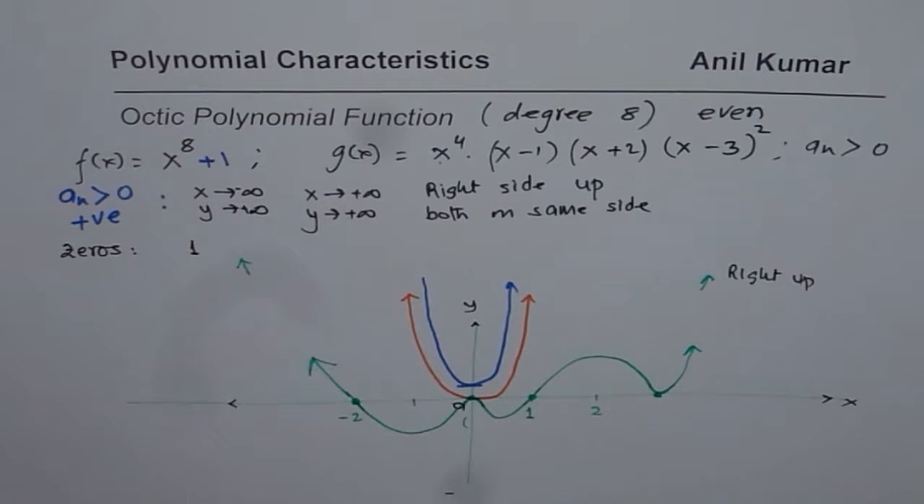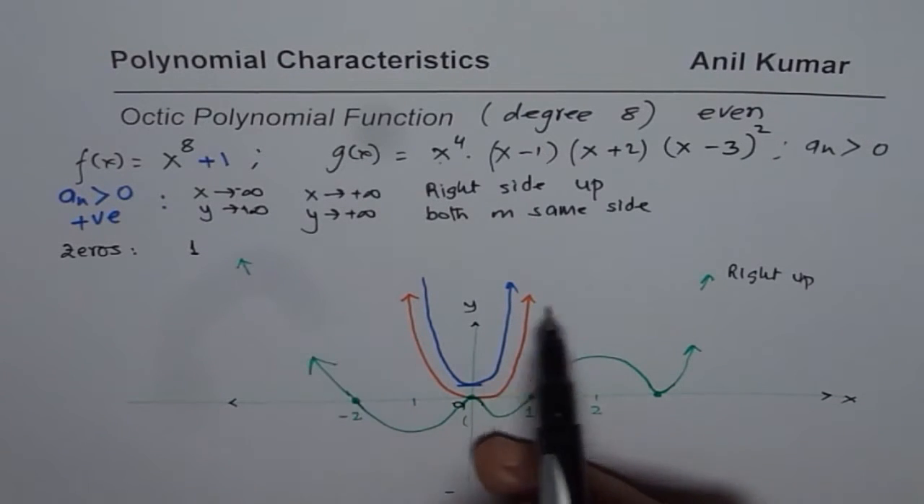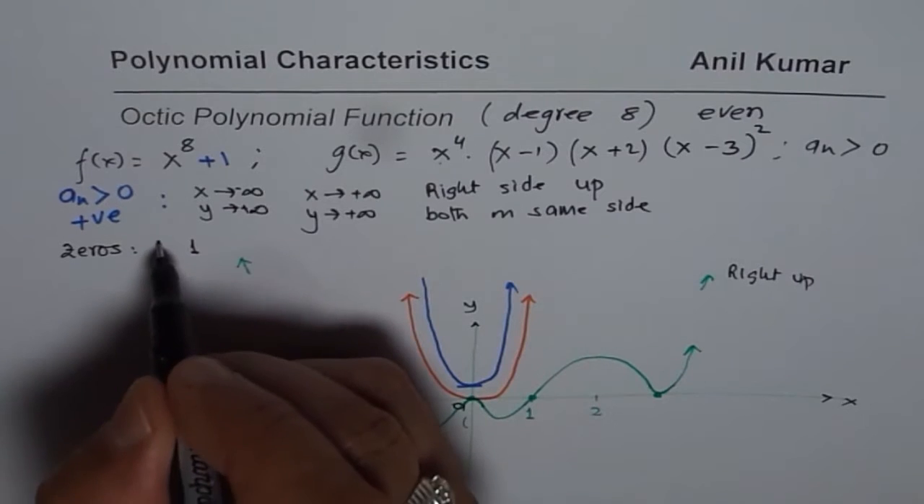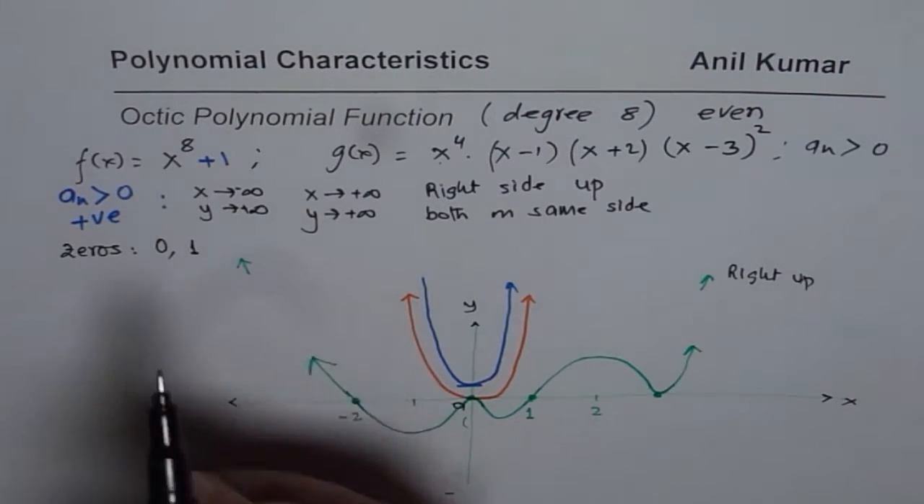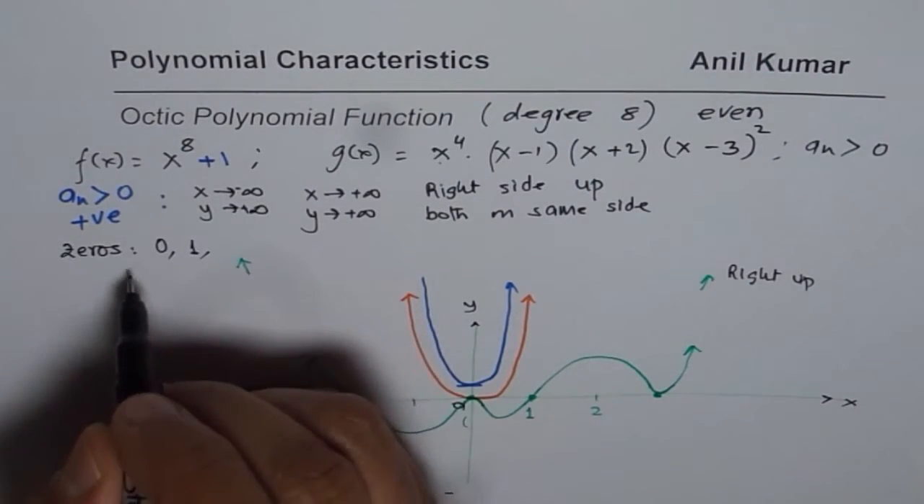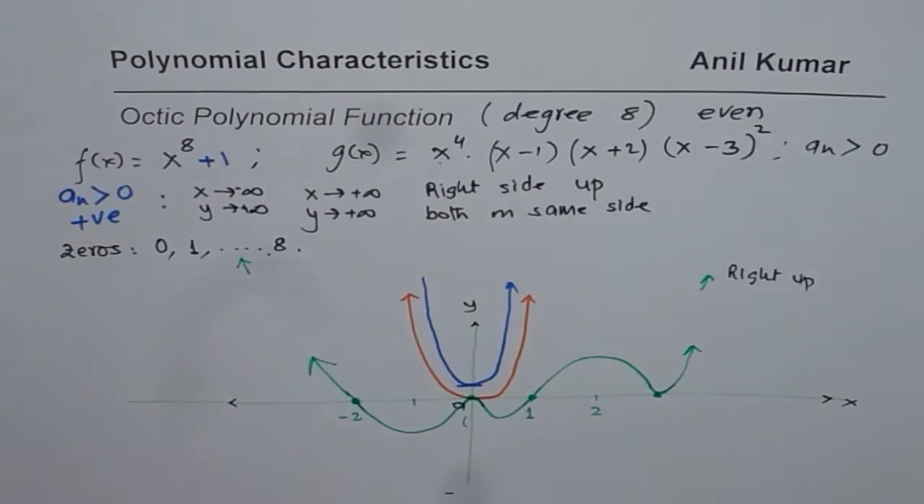So since we are moving from quadrant 2 to 1, we can move without crossing the line. That's the whole idea. So there could be no 0 at all. Therefore, the minimum number of 0 is always 0, correct? And maximum, of course, since the degree is 8, has to be 8, right? So it is 1, 2, 3, 4, 5, 6 till 8. Do you see that? Now that applies to any polynomial with even degree.